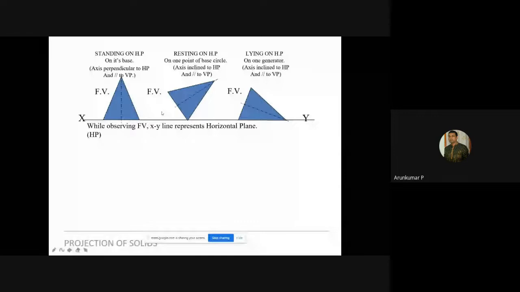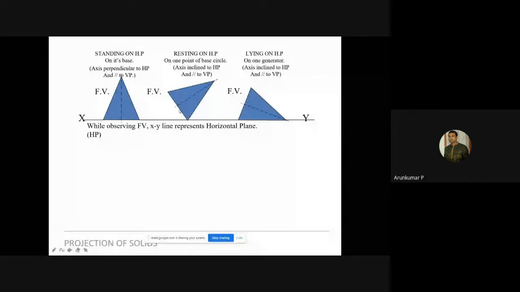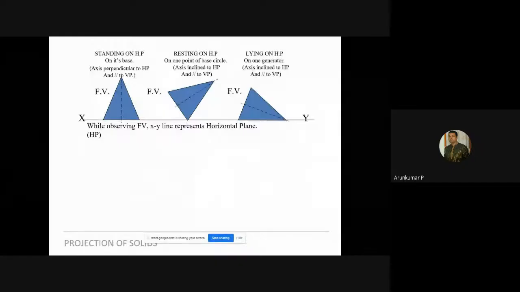Then the second step would be you will be inclining it to HP. That is what you find there, axis inclined to HP by some angle theta. And when you're inclining, some corner or some edge is still on HP. That is why you find that it is touching the XY line. And the third step is the axis is inclined to VP, or one of the edges.